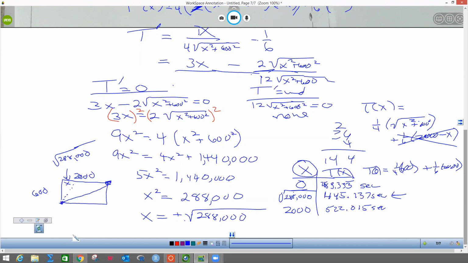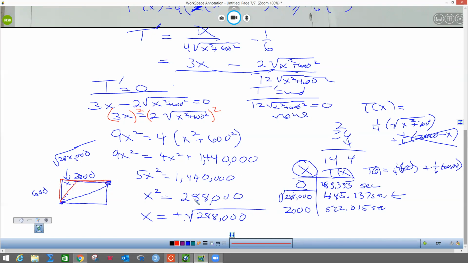Why did you use 2,000 for the last one? Because isn't 2,000 the side, not the hypotenuse? Do you remember EVT? EVT says that either the endpoints or the critical numbers can be your max and mins, right? So if X is 0, going back to my picture, that means I stay on the sidewalk the whole time. That's what that means. If X is the square root of 288,000, that means I cut across and then down.